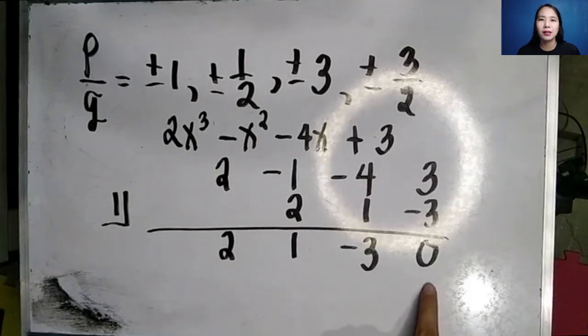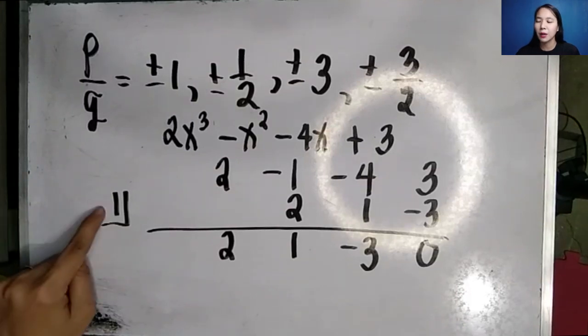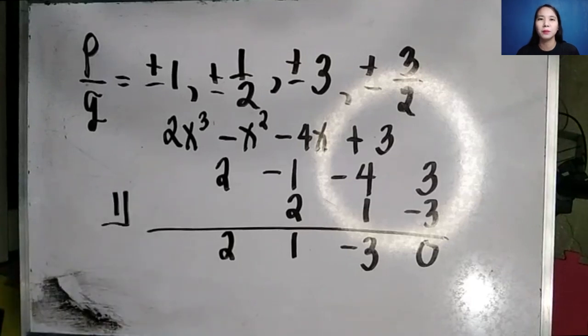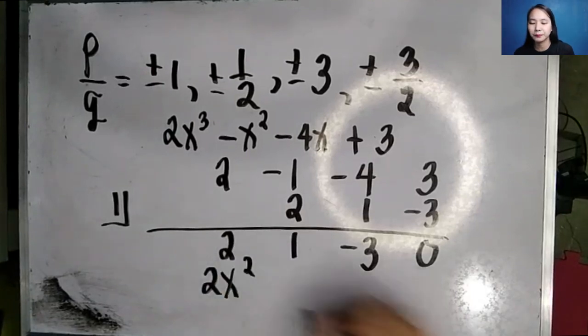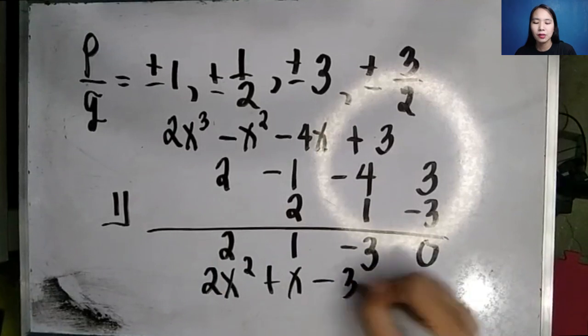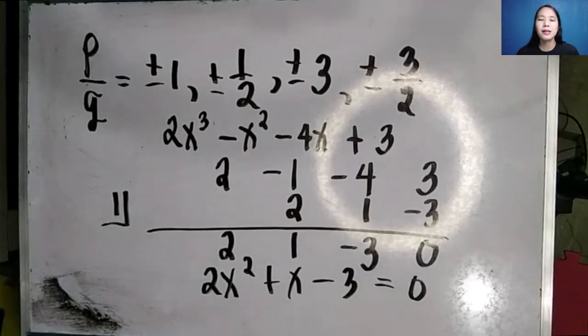Since the remainder here is 0, our given factor is a factor of the polynomial equation, which means also that positive 1 is a rational root of the given polynomial equation. From the entries on the third row, this will become our depressed equation 2x squared plus x minus 3 equals 0. The depressed equation is an equation which has a degree less than that of the given polynomial equation.